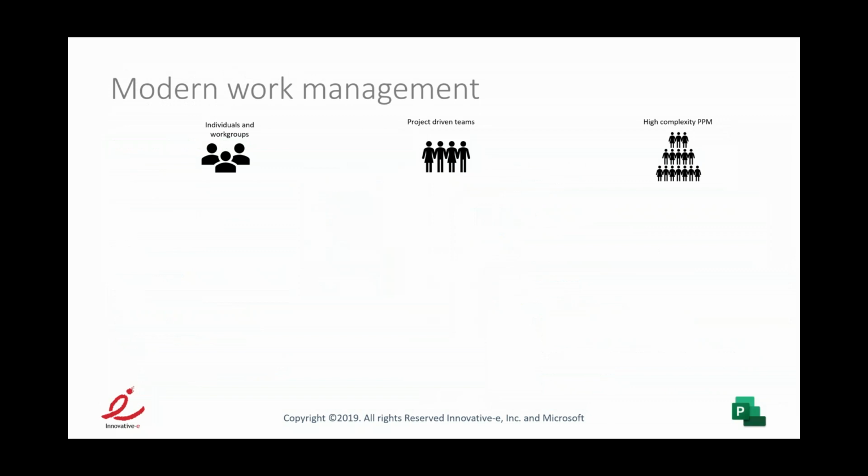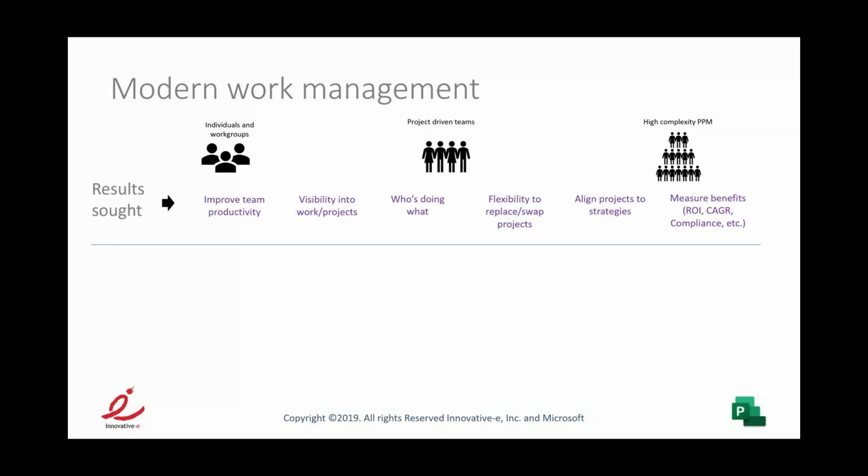And so if you take a look at modern work management, trying to capture all this structured and unstructured work that's going on throughout an organization, if you look at it in terms of kind of a maturity model going left to right, individuals and work groups need to get things done, but they do it in a less structured way. So they're just trying to improve team productivity. They're maybe just trying to get some visibility into work and projects and figure out who's doing what.